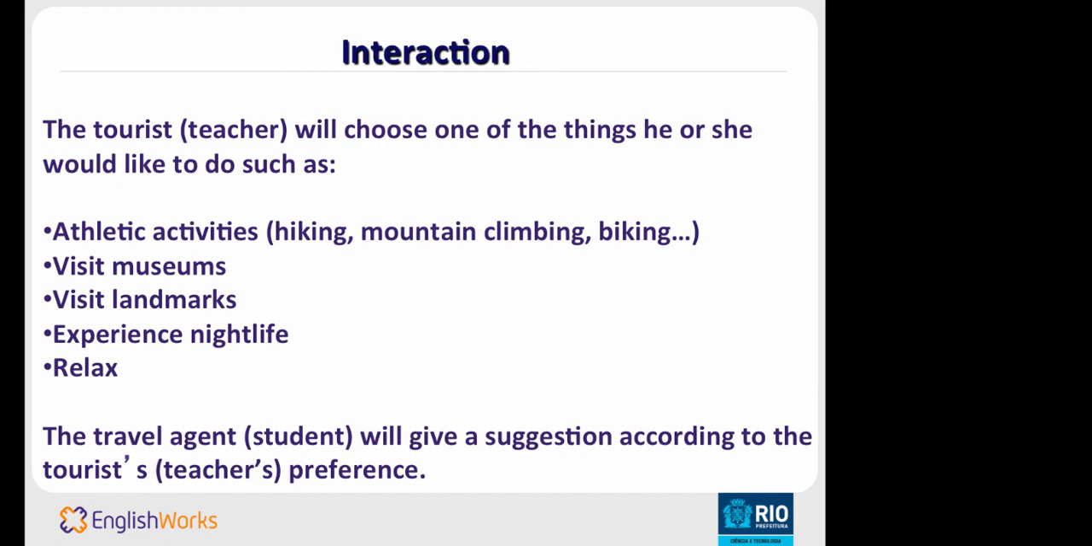Now you can think about places you would suggest if you were a travel agent. Think about athletic activities like hiking, mountain climbing, biking, visiting museums. If a tourist wants to visit landmarks like Corcovado, Sugarloaf, the Christ Redeemer. If the tourist wants to experience the nightlife, like dance and have dinners. Or if the tourist wants to relax, what would you suggest? Build up your suggestions, and you can post it on Facebook, or you can let us know on Moodle what you would suggest if a tourist wants to do one of these or all of these activities in Rio. Let us know what you think.